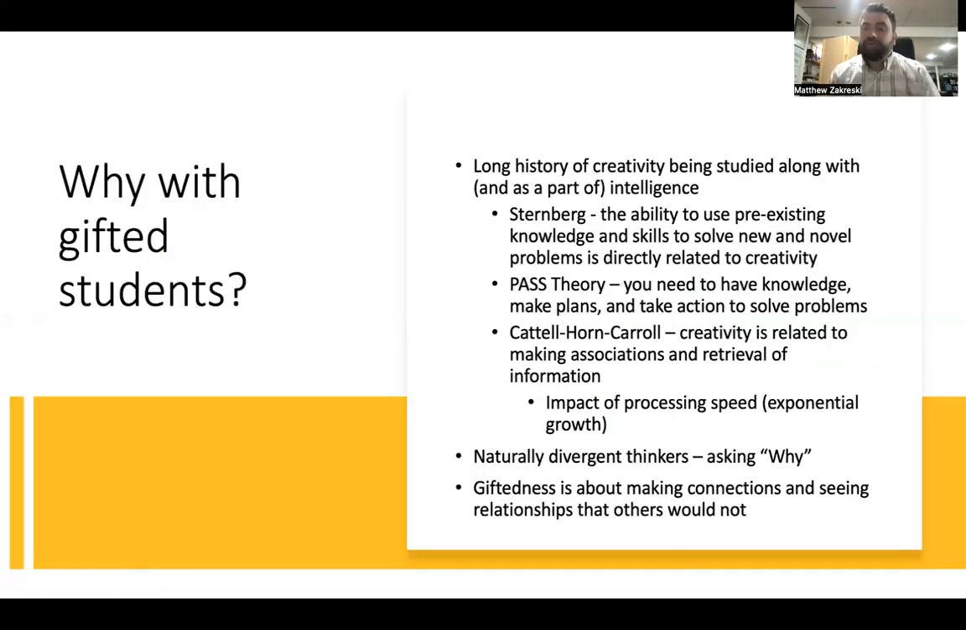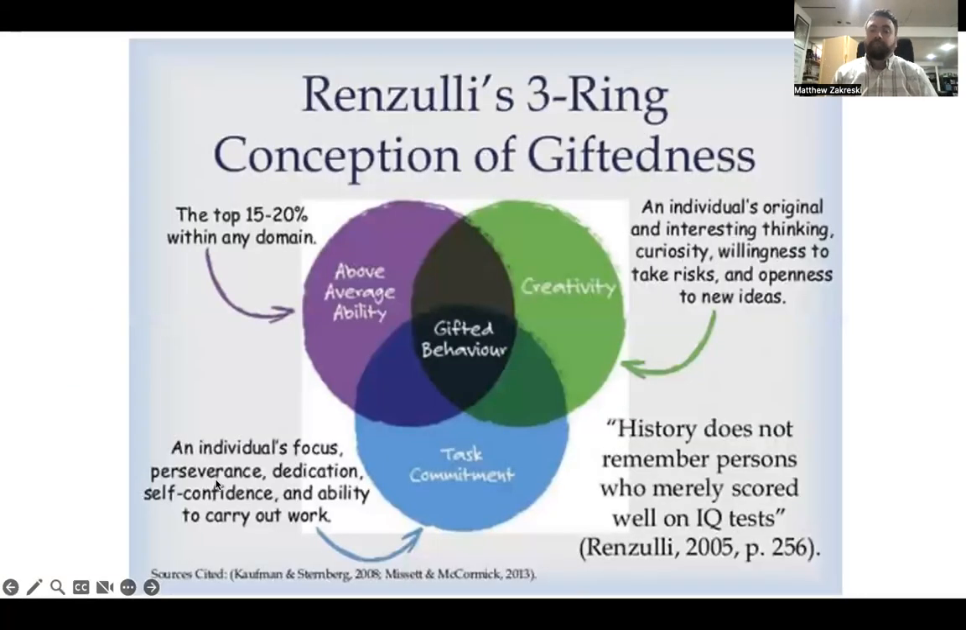A big piece of my specialty as a clinical psychologist is working with gifted kids, and psychology and gifted have a long history together. And it's worth noting that gifted kids are naturally divergent thinkers. They think why. And when we think about giftedness as making connections and seeing relationships that others might not, it opens the door to that kind of thinking process. Certainly, Joe Renzulli's three-ring conception of giftedness, Joe being sort of the godfather of our field, true gifted behavior involves creativity, right?